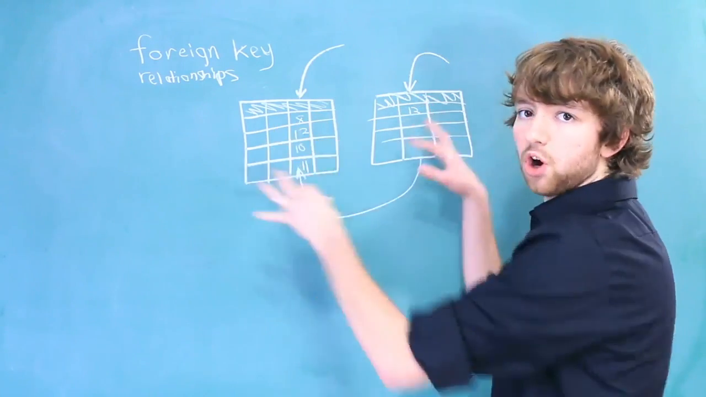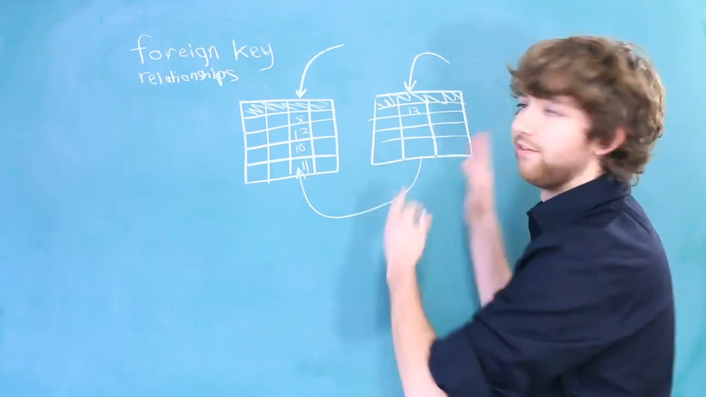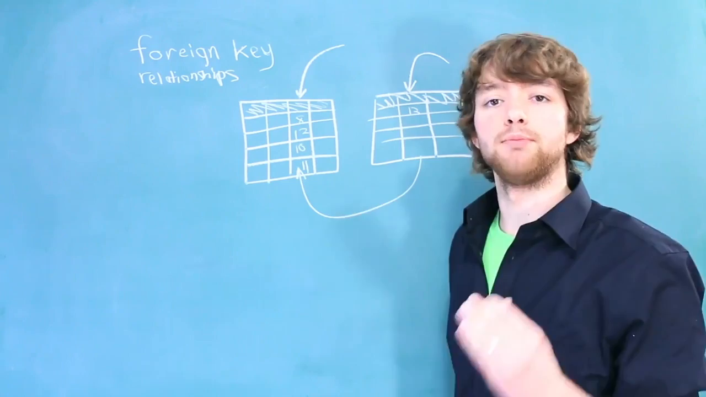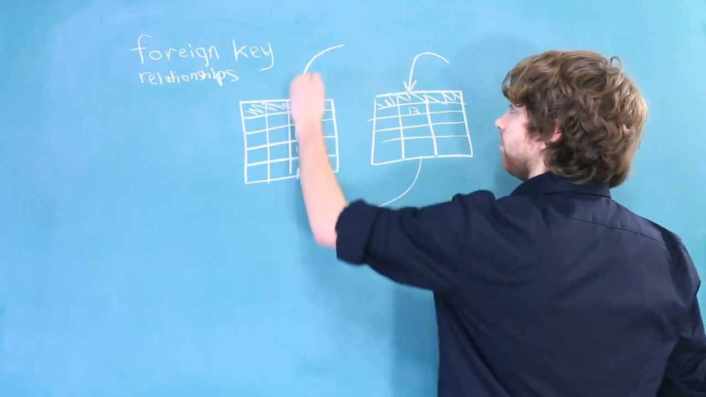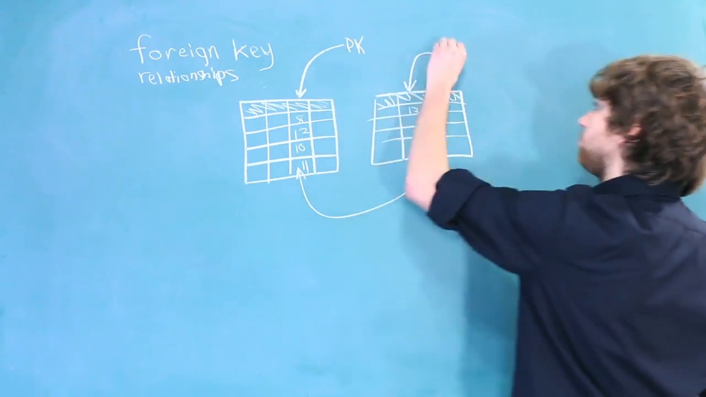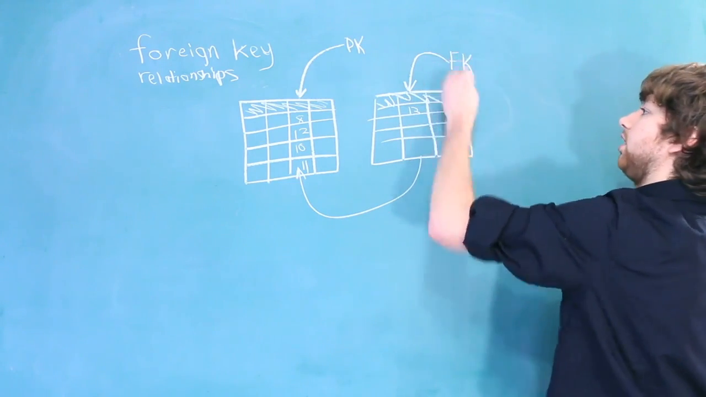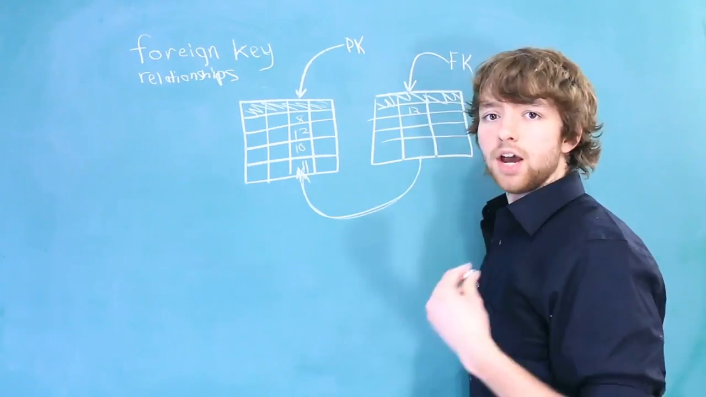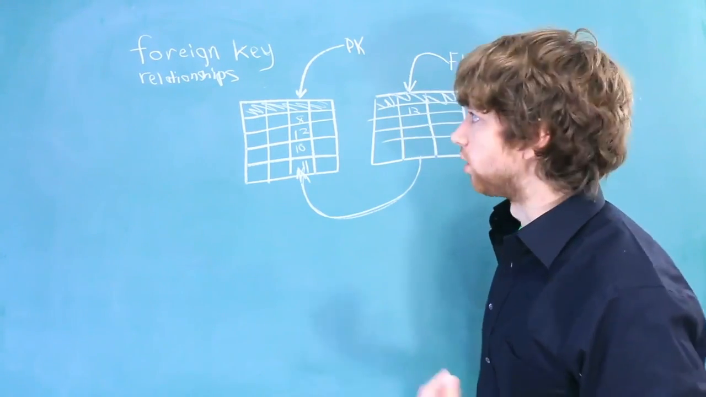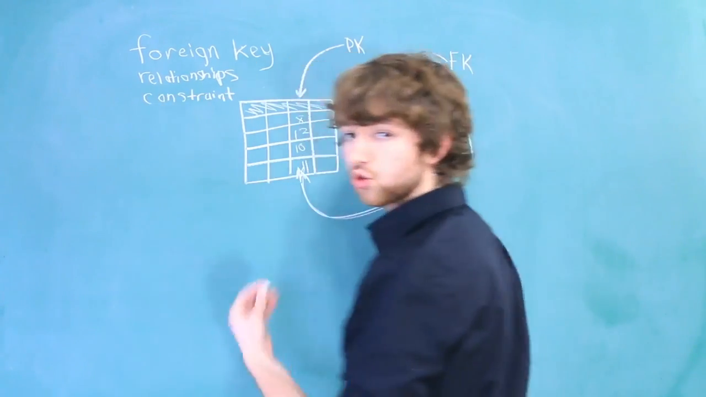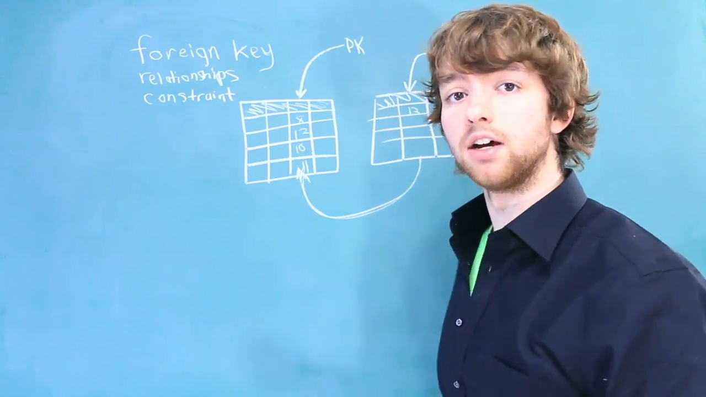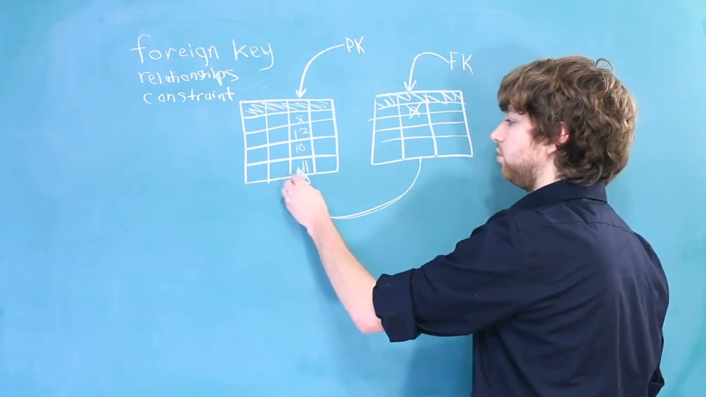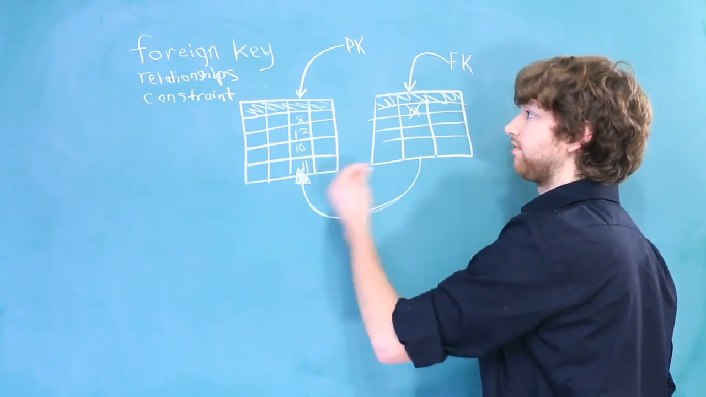Relationships are when two tables are connected somehow using a foreign key. Now, almost always, a foreign key is going to reference a primary key. So in this situation, this would be the PK, this would be the FK, primary key, foreign key. And the foreign key references the primary key. Now, both the primary key and the foreign key are known as constraints. A constraint is something that prevents certain data. In this situation, we are preventing the value 13 because it's not a value in the parent table. That is a perfect example of a constraint.